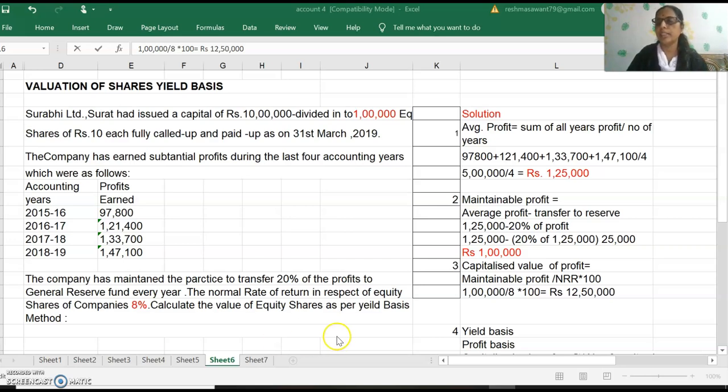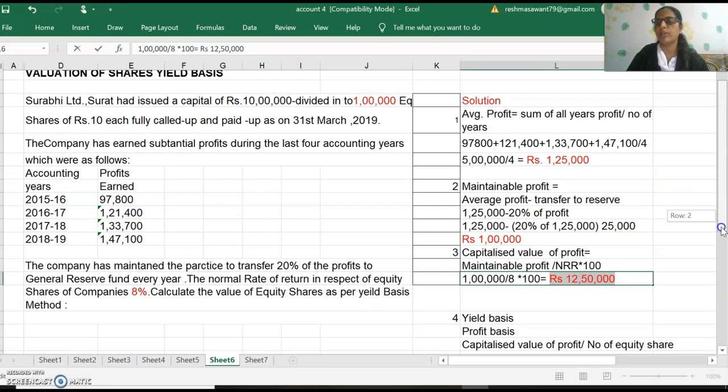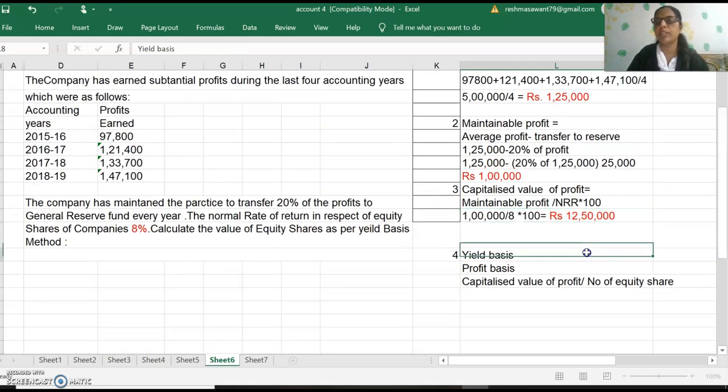Now we use this heading: 12,50,000 capitalized value of profit for a firm. Then the last point of the calculation depends on which method. In yield basis there are two methods, dividend basis and profit basis. Now we use only the profit basis method. In this calculation we need the capitalized value of profit. Profit basis is calculated as capitalized value of profit divided by number of equity shares.